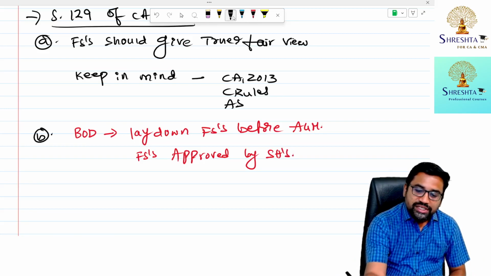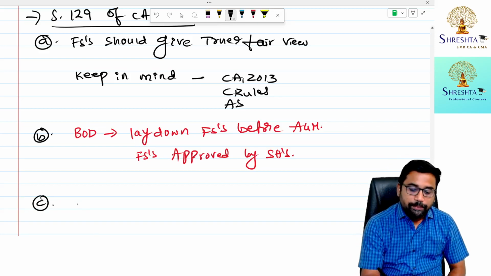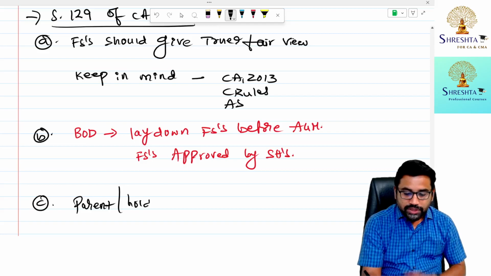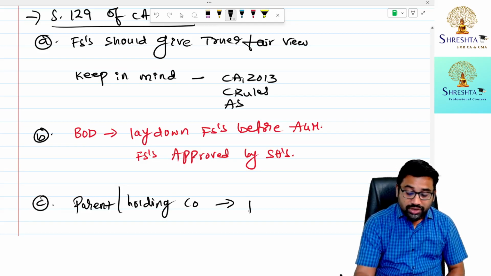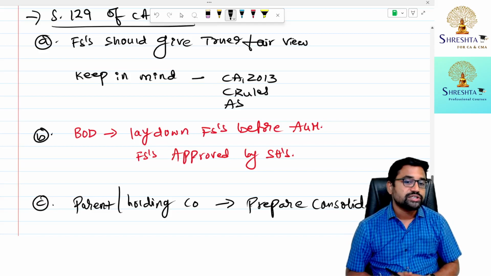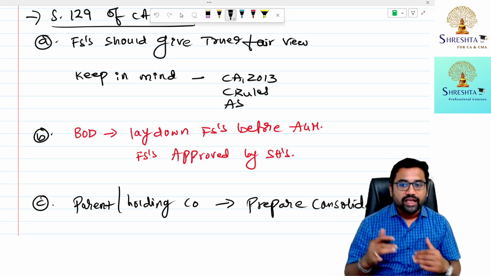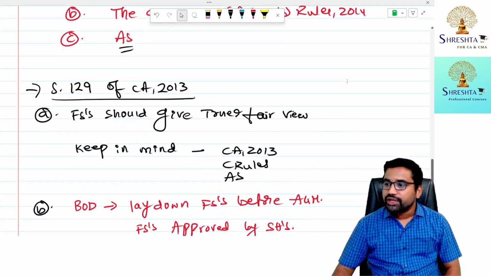And one more interesting point: section 129 says that if you are a parent or holding company, you have to prepare consolidated financial statements along with the independent financial statements. What are consolidated financial statements? Financial statements for the entire group. So this is section 129.